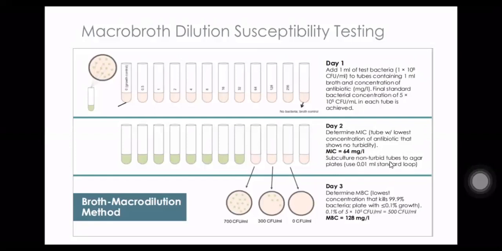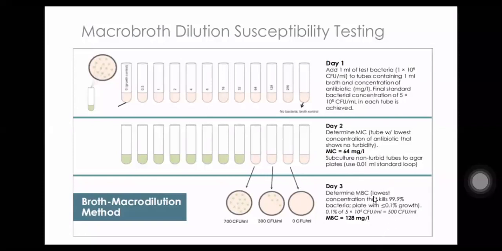So, subculture the non-turbid tubes to agar plates using this 0.01 ml standard loop. If you notice, our standard loop is like the sterile loop or needle stick, okay? It has a hole, and that hole holds approximately 0.01 ml of inoculum. So this is the 0.01 ml standard loop, which signifies 0.01 ml, and then it is ready for subculture.